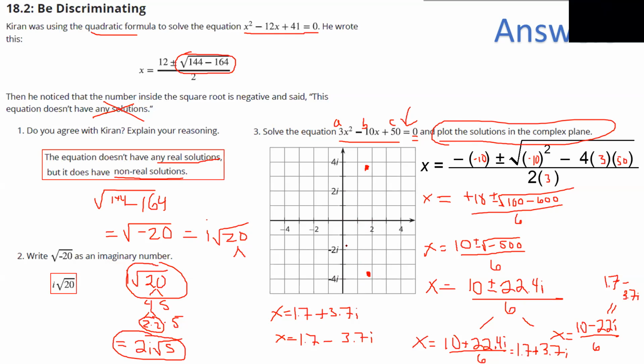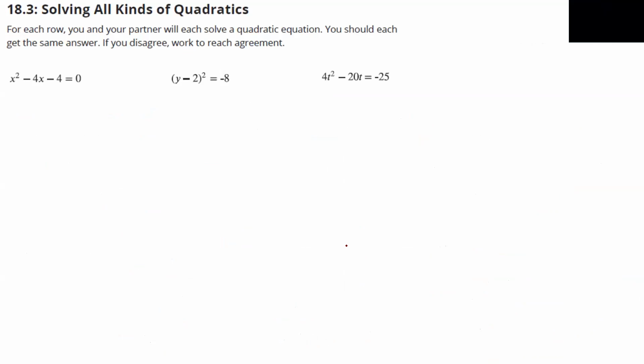Okay? All right. So the next thing that they want us to do is solve these 3 problems here. Now, if we were at school, your teacher would probably have you do this. For each row, you and your partner will each solve a quadratic equation. You should each get the same answer. If you disagree, work to reach an agreement. Now, we are not at school. You are doing this solo in your house. So you're going to try these on your own.